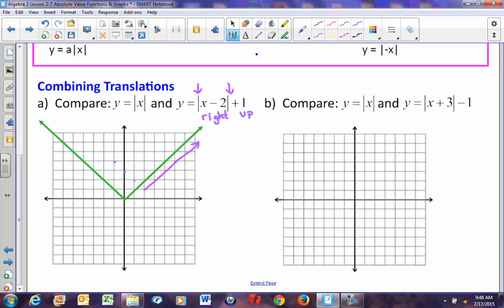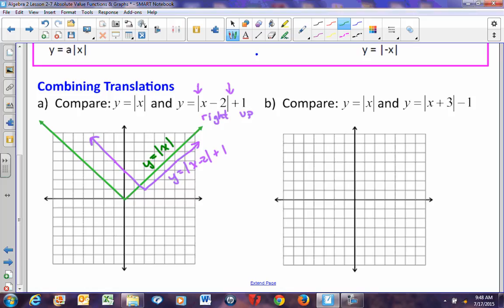Sorry about that. This goes to show not everything's perfect, and it's a good idea to look at things before you move on, because as soon as I looked at that, I knew it was wrong. So this would be the equation y equals the absolute value of x minus 2 plus 1. And the green one is y equals the absolute value of x.